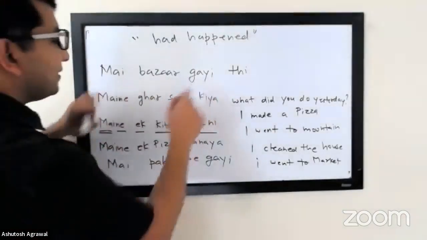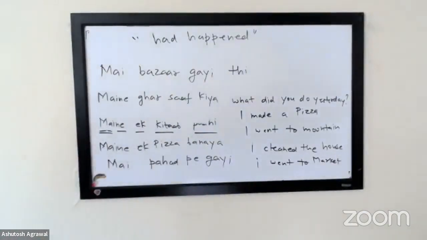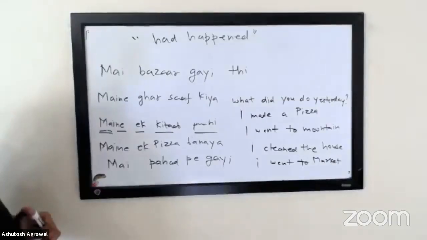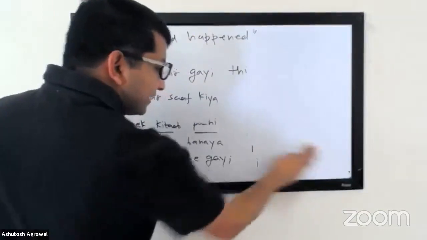So मैं बाजार गई थी. How will you say this one, Sheila ji? In the third category, basically, मैंने घर साफ. So this would be like gone. Like I had gone to the market. Yes, that's right. मैं बाजार गई थी. Yeah. Yes, that's right.